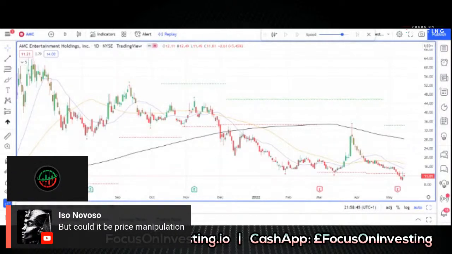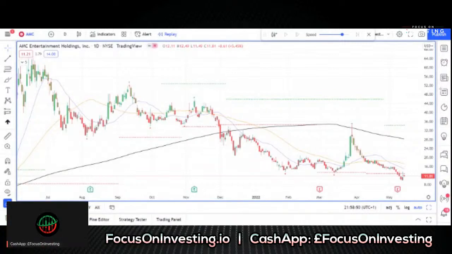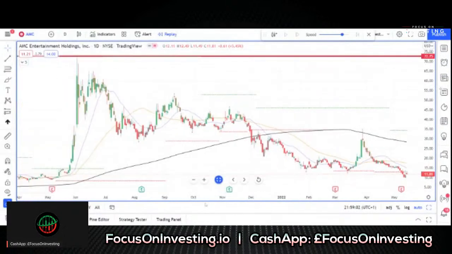ISO said it could be price manipulation. It could be, right? But the thing is, even if it is price manipulation, is it a squeeze? This is the question you have to ask. And even if it is price manipulation, do you expect that these organizations will play fairly with you? This is the question you have to ask.